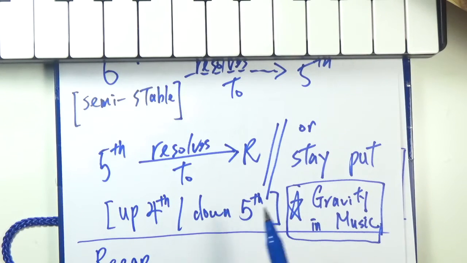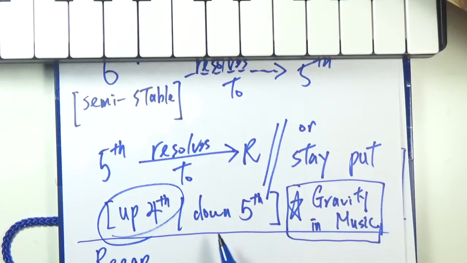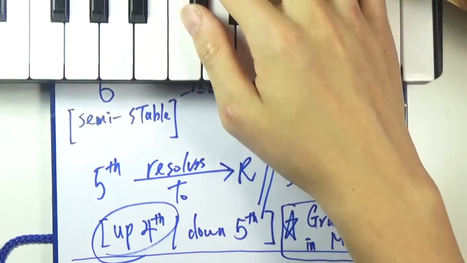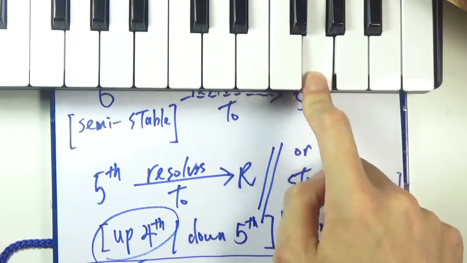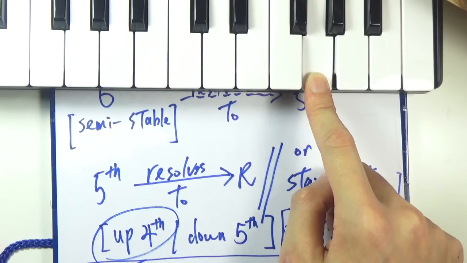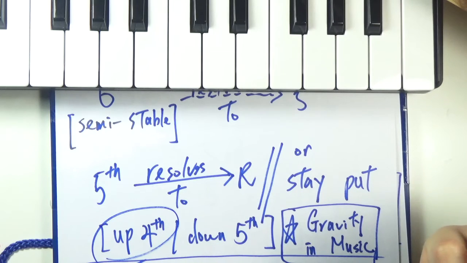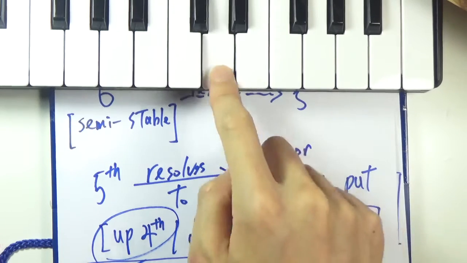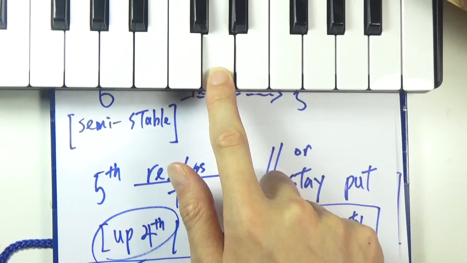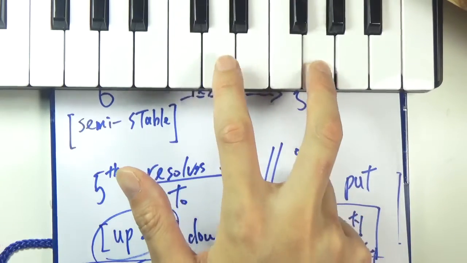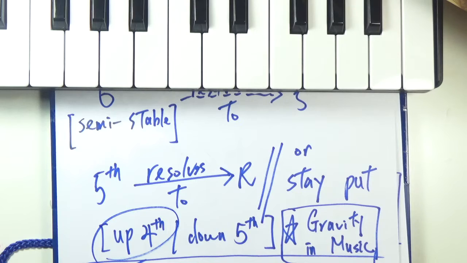So in order to quickly determine the resolution of the fifth, you can just count up a fourth, which is my preferred way. Definitely you can still count down a fifth, which I like less. So I always just count up. For example, if I have a G note, I would just count up a fourth: G, A, B, C. Let's say you are given a D note and you want to resolve it to the root. So you just go up a fourth: D, E, F, G.